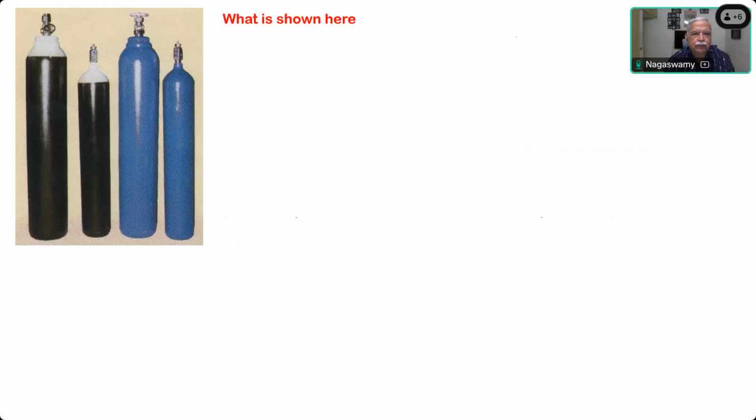The last one. What is shown here? Cylinders of oxygen and nitrous oxide, color coded. Same size or different size? Different size. We have two F-type and two G-type cylinders of oxygen and nitrous oxide.